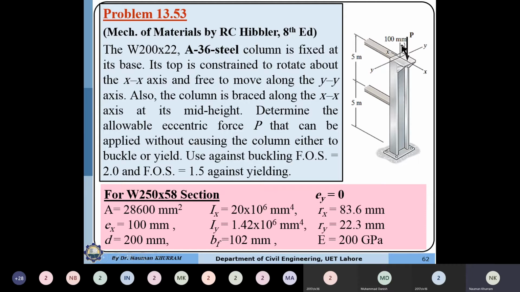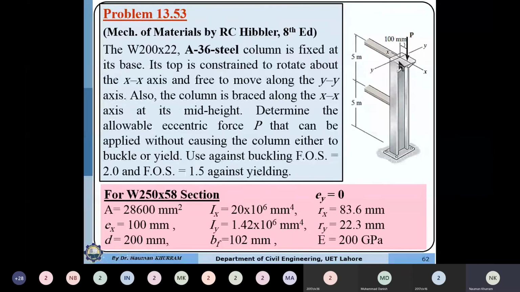Okay, please understand this diagram again. It means that this column is eccentric about the y-axis, or in other words, eccentricity is given along the x direction. If the eccentricity is given along the x direction, due to eccentricity the column will bend about the y-axis. It means that this column is eccentric about the y-axis. So what is the eccentricity in y direction? 0. So this means that this column is concentric about the x-axis, and eccentric about the y-axis.